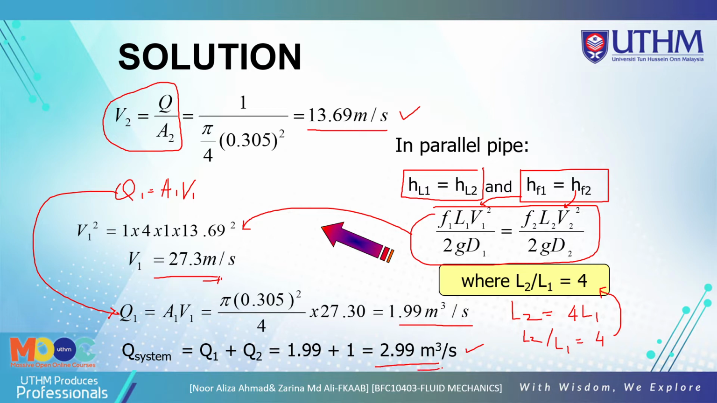Okay, so actually this chapter 5 is to find the Q, the discharge. Okay, to find the discharge based on the pipe system.